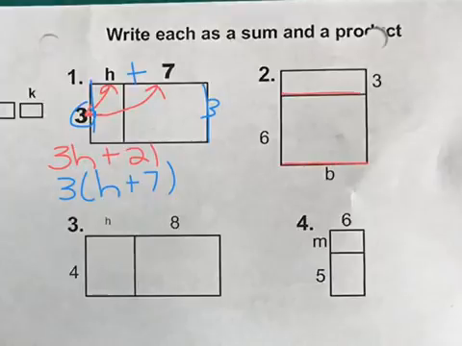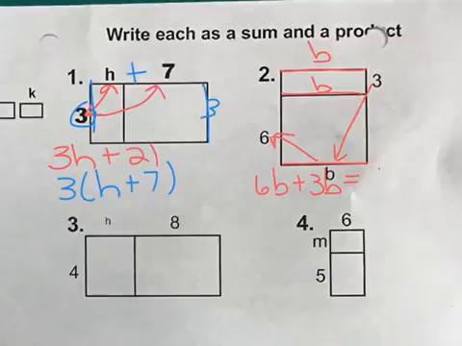Looking at number 2, this one's a little bit trickier because we've shifted the shape. If this is b, then this is b, and then this line is b. Okay, so you have to do 6 times b, which would be 6b, and then you have to do 3 times b, which would be 3b. So writing those as a sum would be 6b plus 3b, and whenever you simplify that, that becomes 9b. Those are equivalent expressions, and you can simplify it because you can combine like terms. 6b and 3b are like terms.